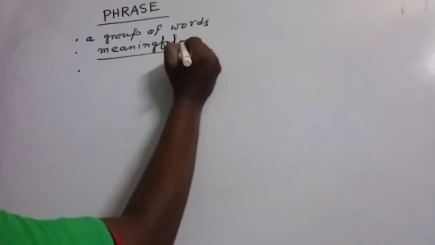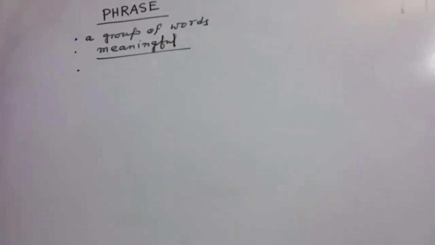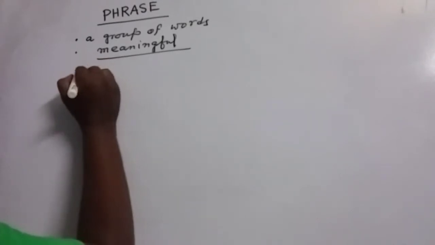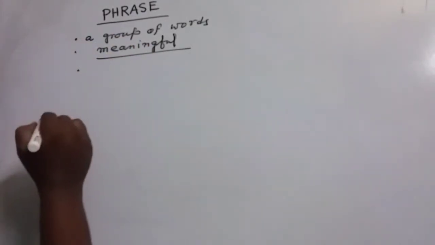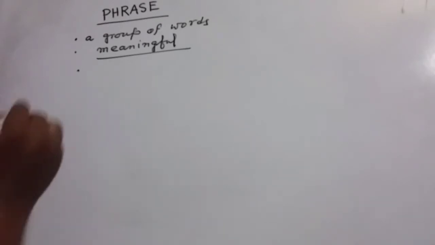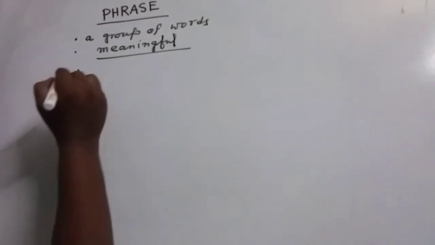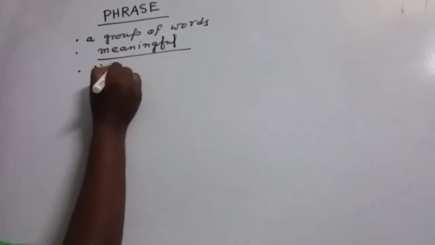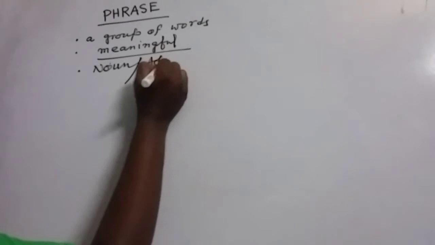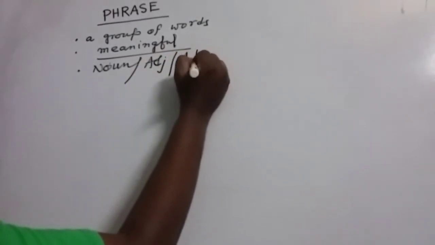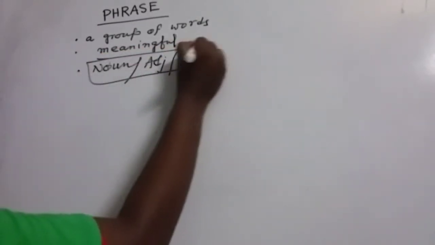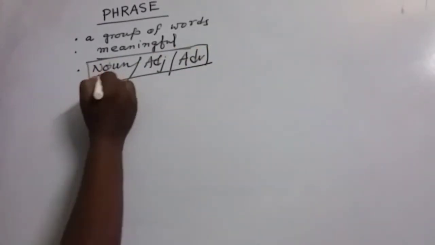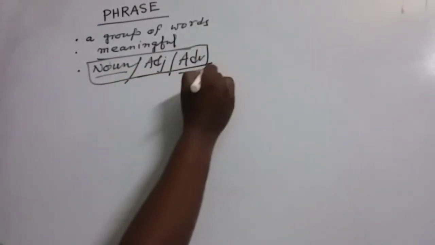Meaningful, but it does not have a complete sense. It has a sense, but it does not have the complete sense. That means this group of words cannot be a sentence. Another is that this acts as one of the parts of speech. I have told you, obviously it has to act like a noun, an adjective, or an adverb.